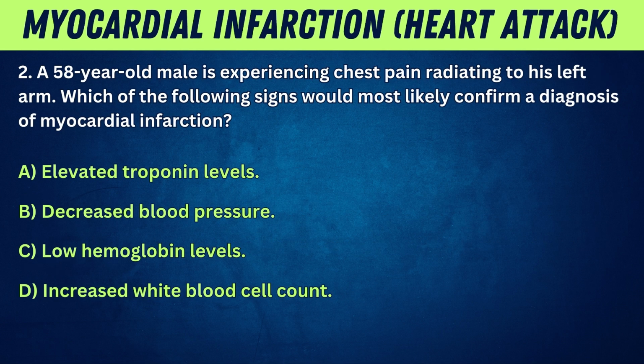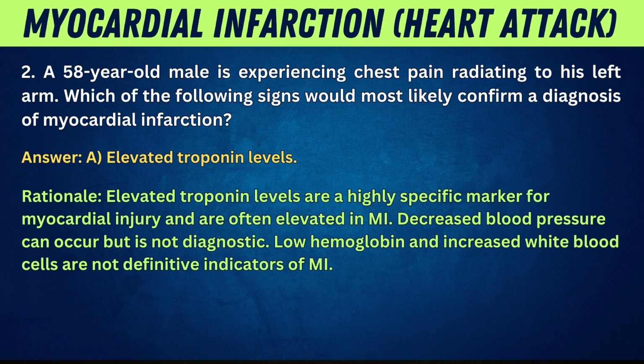2. A 58-year-old male is experiencing chest pain radiating to his left arm. Which of the following signs would most likely confirm a diagnosis of myocardial infarction? A. Elevated troponin levels. B. Decreased blood pressure. C. Low hemoglobin levels. D. Increased white blood cell count. Answer: A. Elevated troponin levels. Rationale: elevated troponin levels are a highly specific marker for myocardial injury and are often elevated in MI. Decreased blood pressure can occur, but is not diagnostic. Low hemoglobin and increased white blood cells are not definitive indicators of MI.